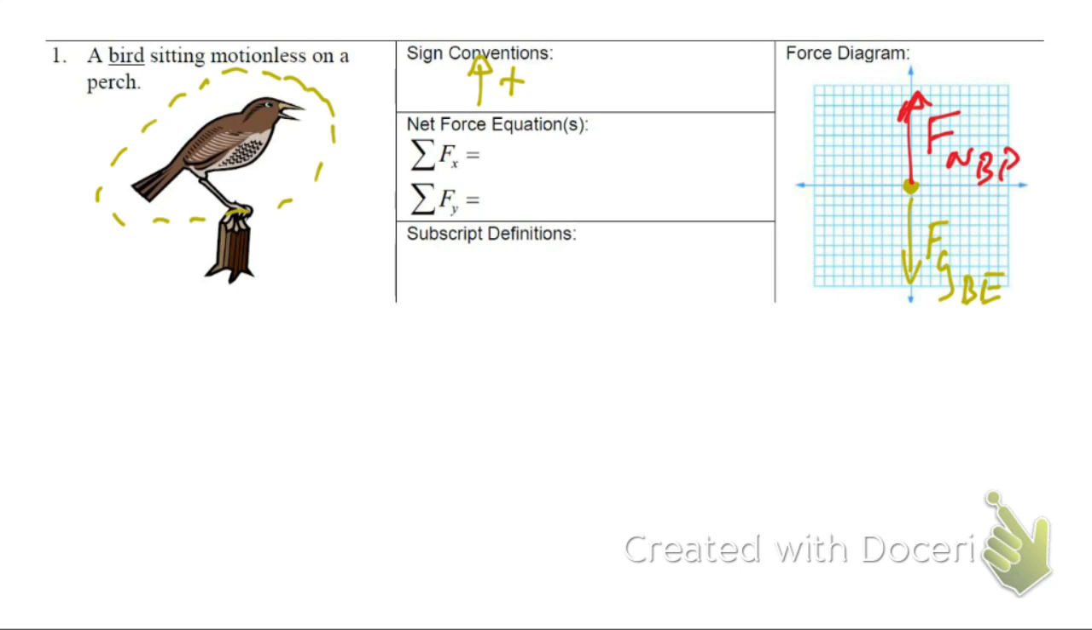So the net force in the x will be nothing. And the y, we're going to have the force of normal in the positive direction, and we're going to subtract the force of gravity. And these two forces, in fact, are going to be equal because, again, the acceleration is equal to 0.